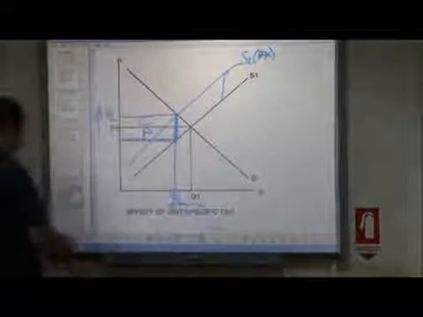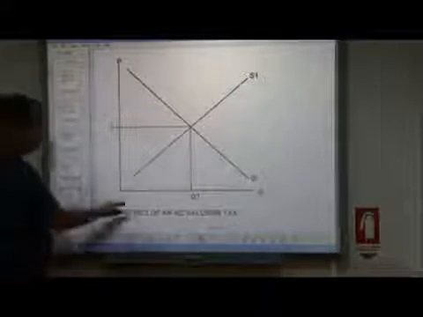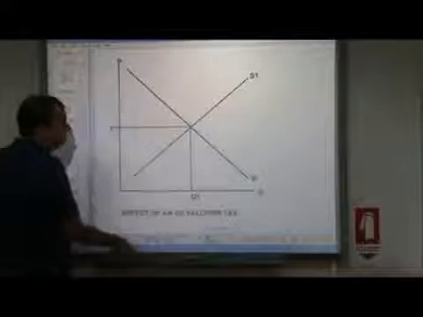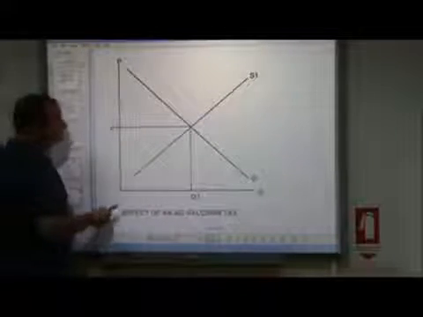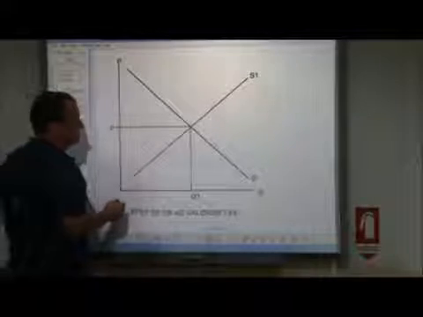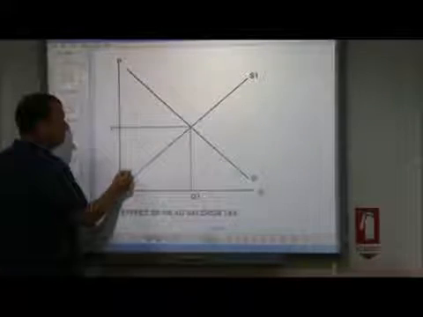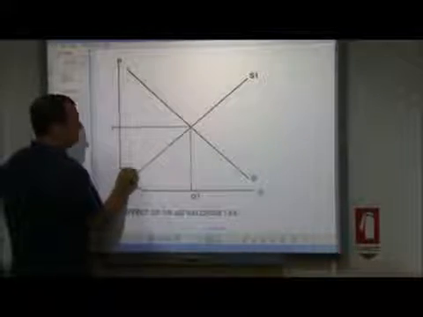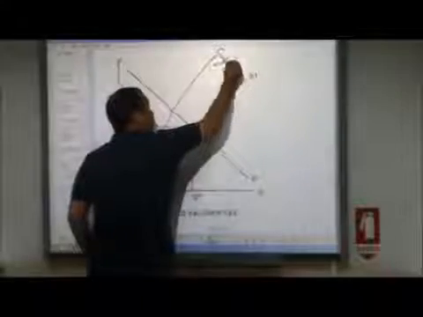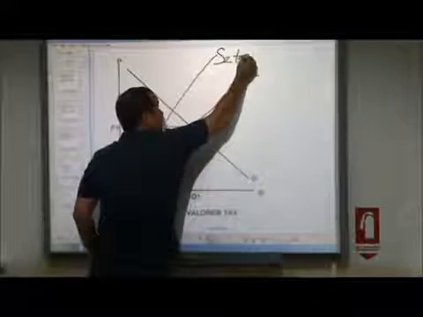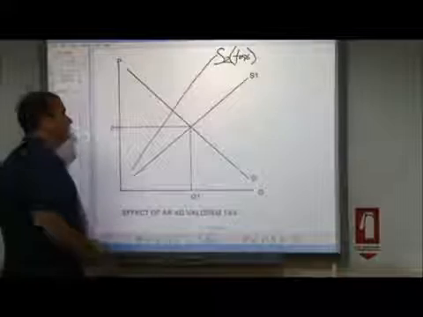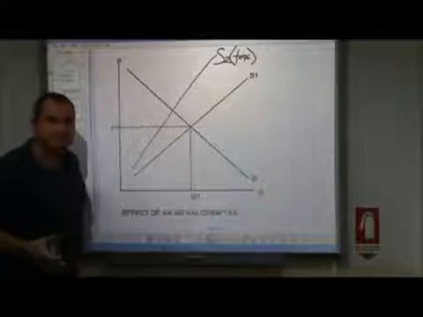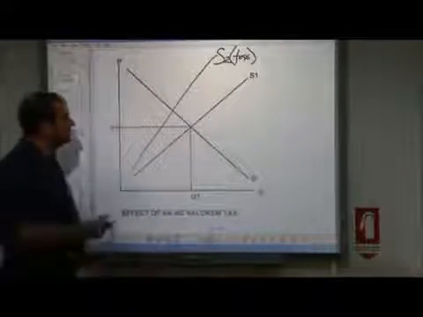Let's progress and look at an ad valorem tax. Now, the effect of an ad valorem tax. An ad valorem tax does not lead to a parallel shift in the supply curve, but a non-parallel shift in the supply curve. S2 is a non-parallel shift of the supply curve, as you can see.